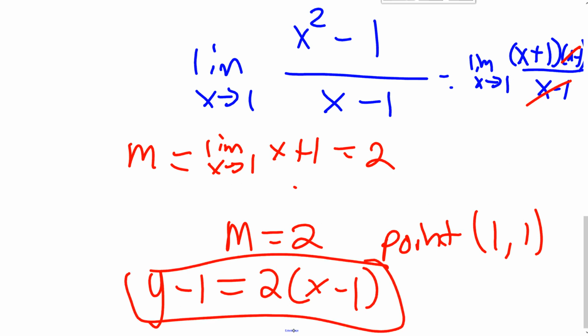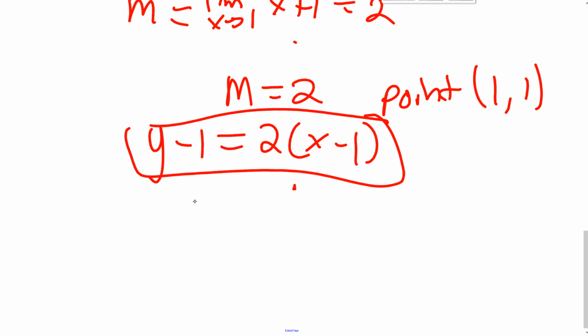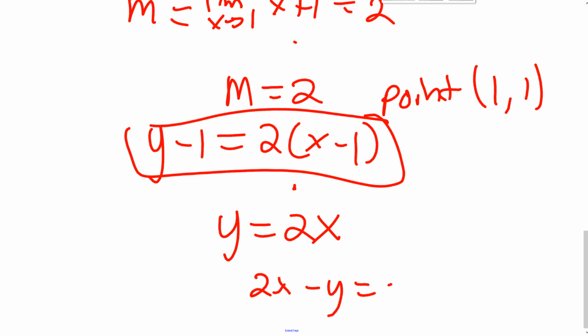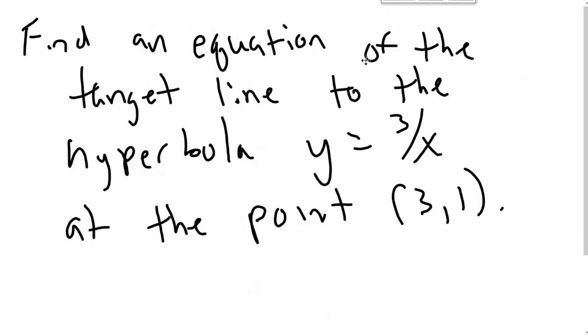I can transform it, add 1, y equals 2x, kind of thing. And I can put it in standard form, so 2x minus y equals 0. That would work too. So those are three different forms. So you could do this one. Here's another example. Here's my equation this time.